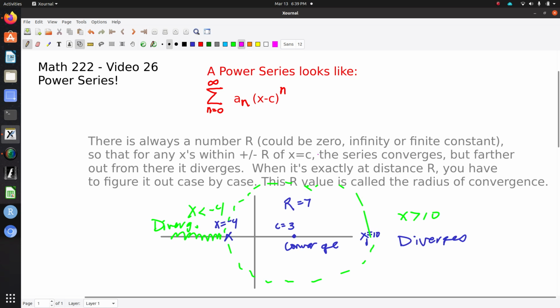And then you would say something like x between 10 and -4 has to converge, but the actual point x equals -4 and x equals 10, we can't actually tell you about. So you're going to have to investigate that, look for sign flippage, see if it conditionally converges, and all that jazz that we just finished doing in the last section.